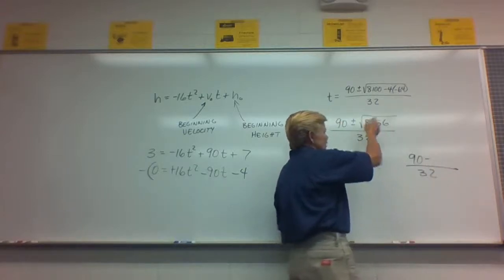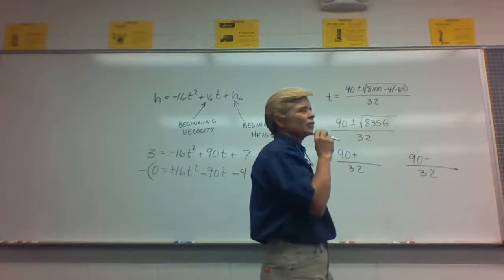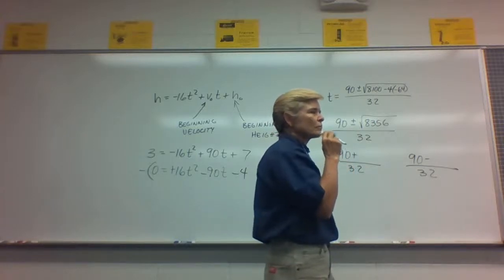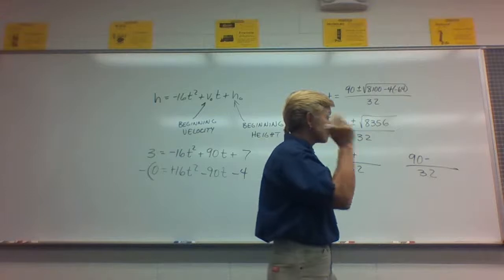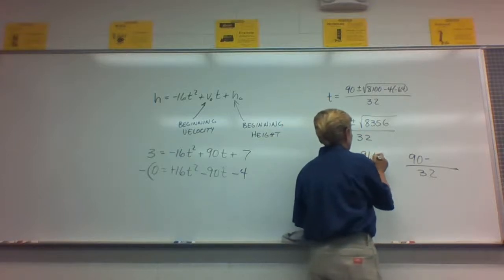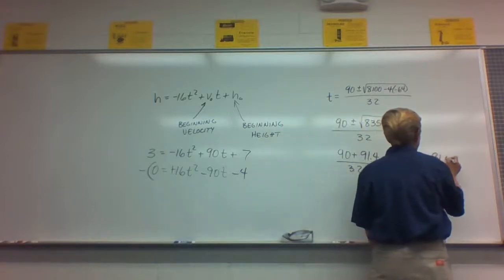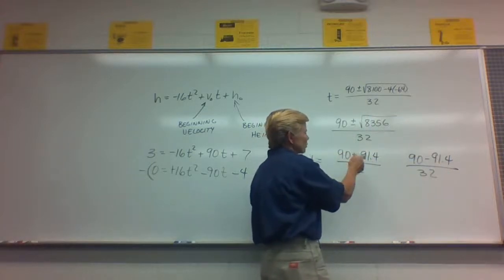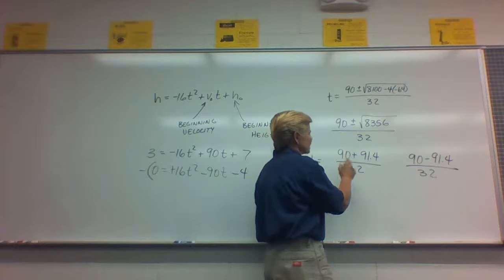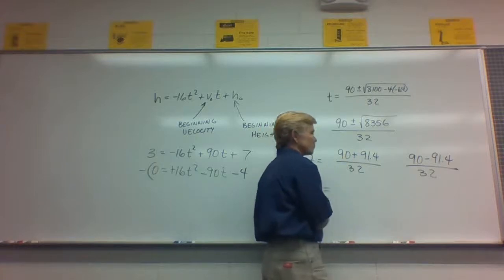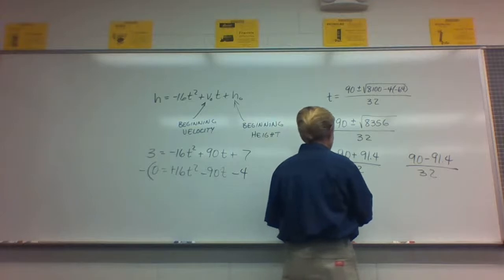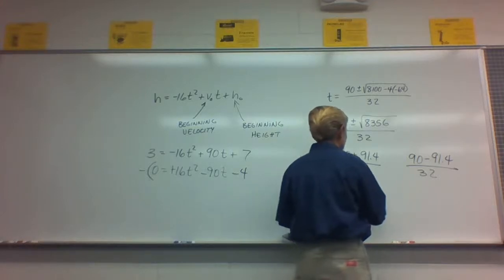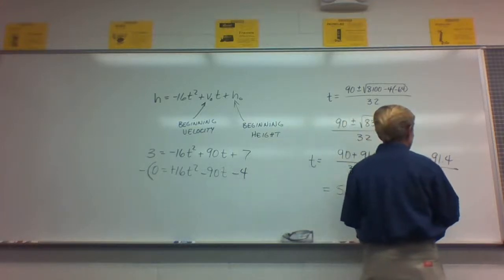What was the square root of 8356 as, say, to the nearest tenth? 91.4? Remember, this is what t equals. So what's 90 plus 91.4? Hit enter and then divide by 32 and tell me what you get. 5 point what? 67. Okay, and what's this one? 0.2.